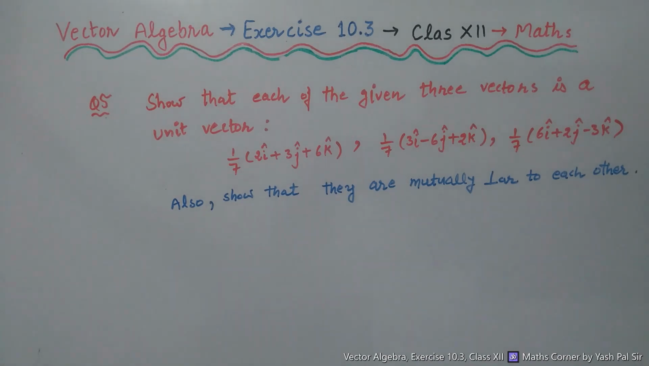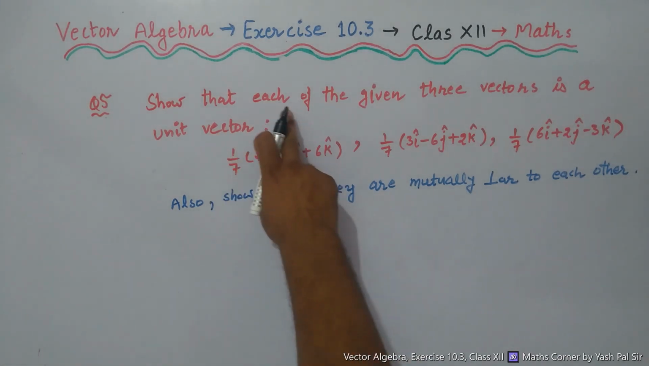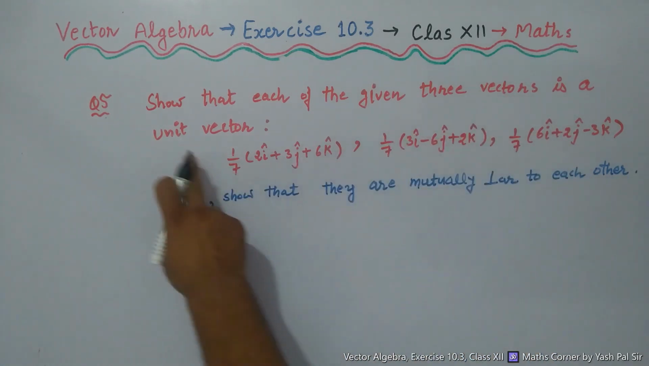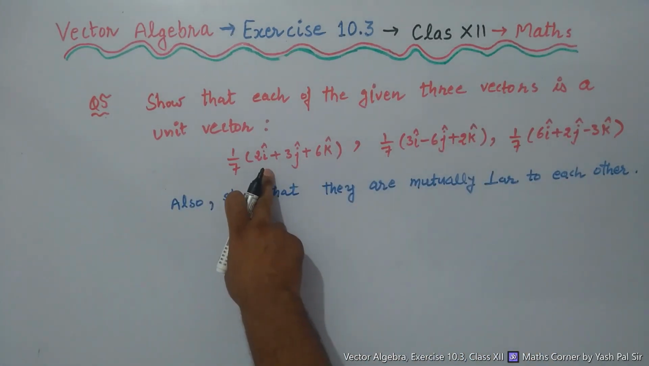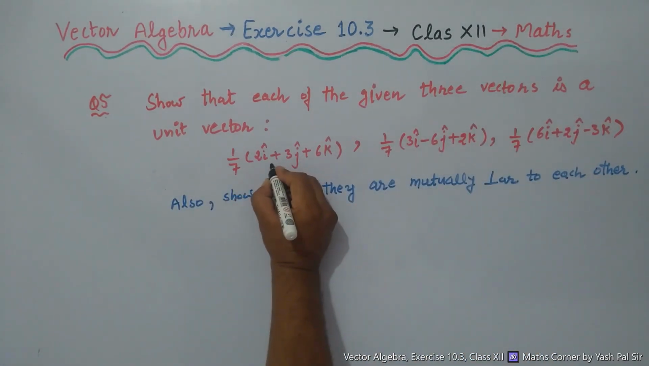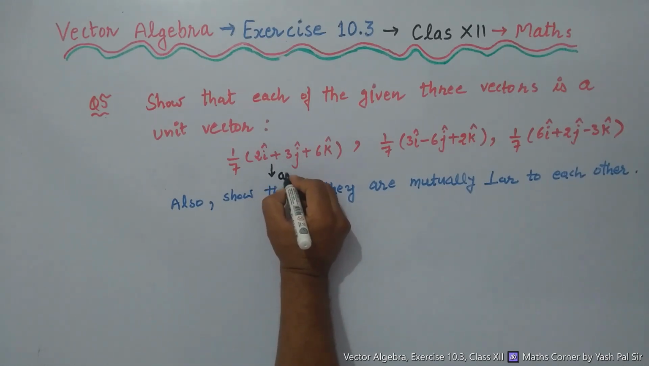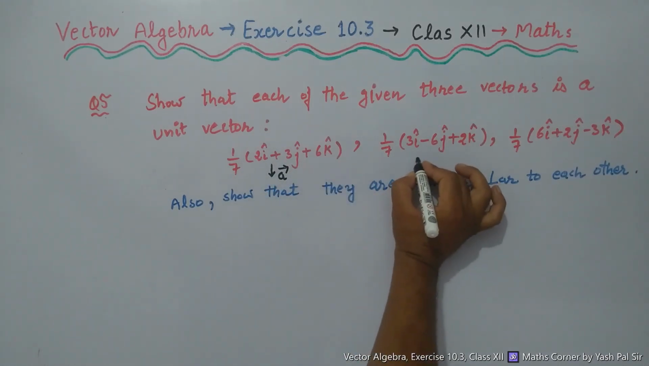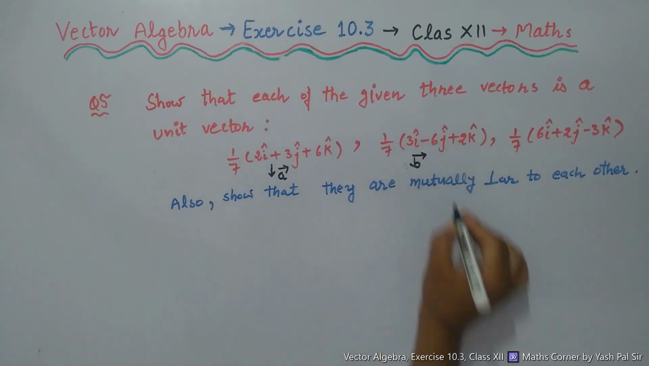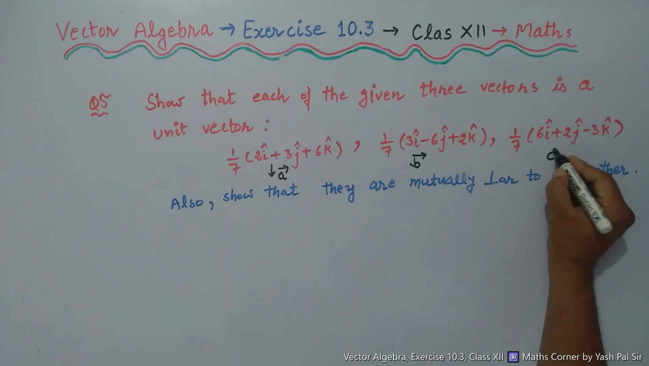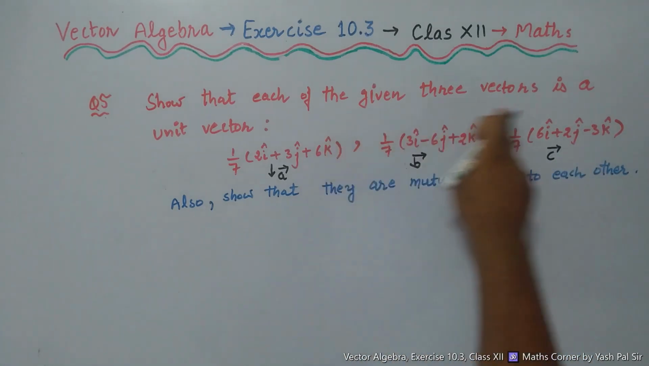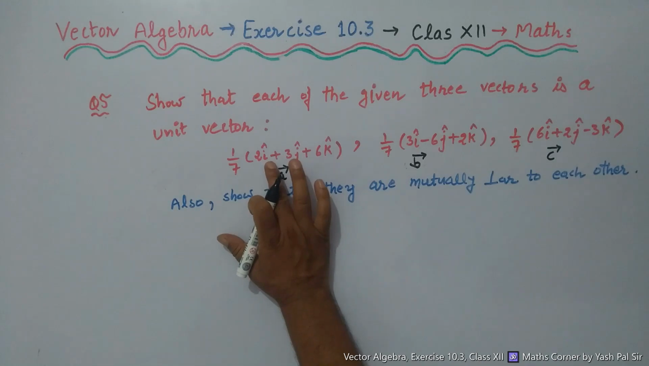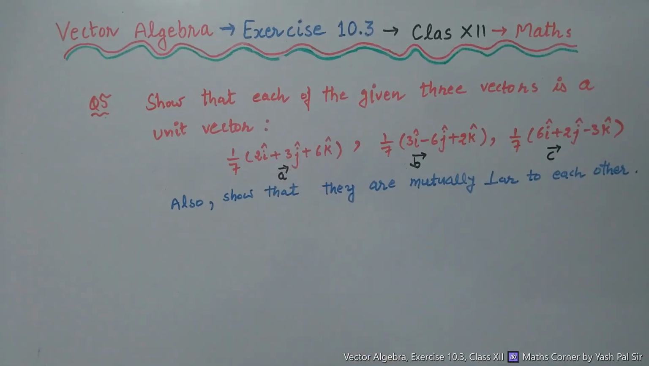Next question, question number 5. Show that each of the given three vectors is a unit vector. Suppose the name of this vector is vector A. Suppose this is vector B. And suppose this is vector C. Now we have to prove that these three vectors are unit vectors. For this purpose, the value of their magnitude should be equal to 1.